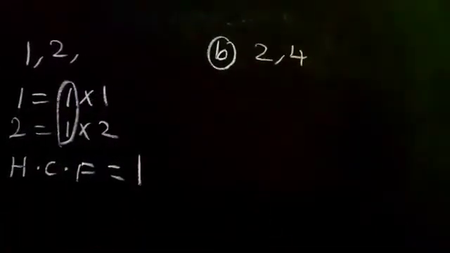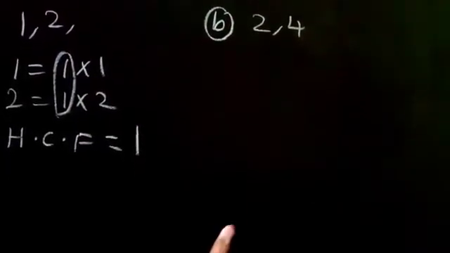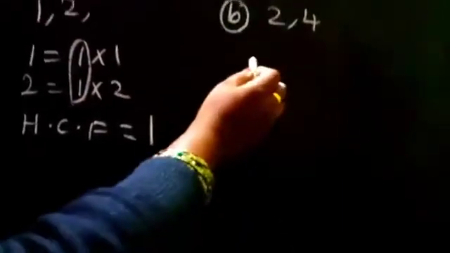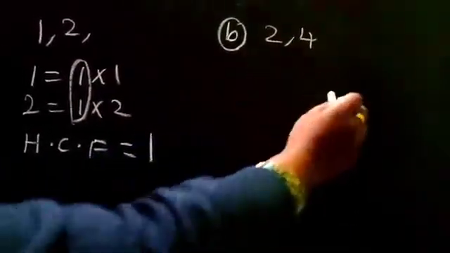Next, B is 2 consecutive even numbers. Even numbers start with 2, 4, 6 like that. So 2 numbers means 2, 4. Suppose you take 6, 8. If you take 8, 10, that is 2 consecutive even numbers like that. So now I have taken 2 and 4.